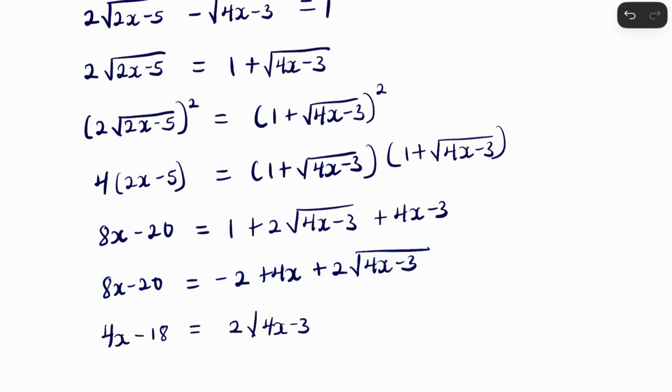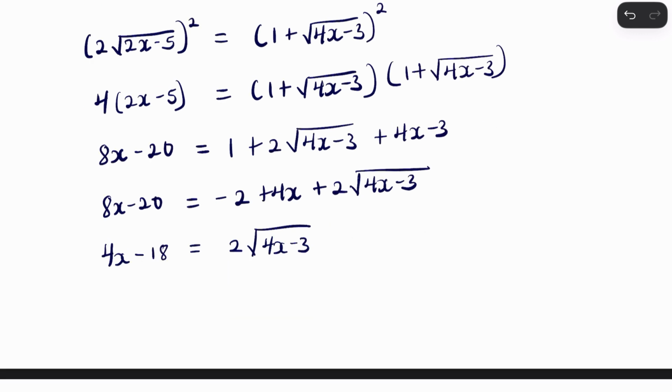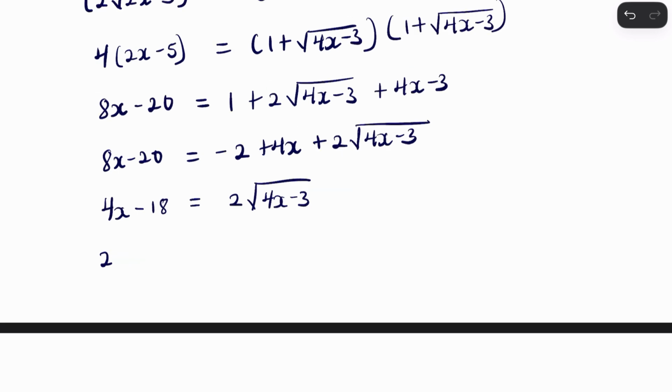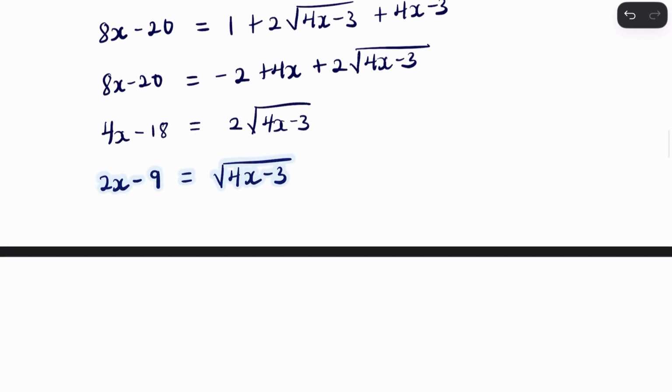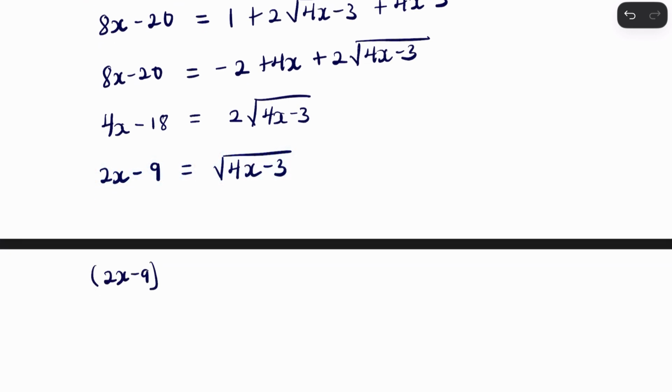And so now we can divide through by 2. So dividing through by 2 gives 2x - 9 is equal to √(4x - 3). We want to get rid of the square roots, so we square both sides again. So squaring both sides, we are going to have (2x - 9)² is equal to (√(4x - 3))².